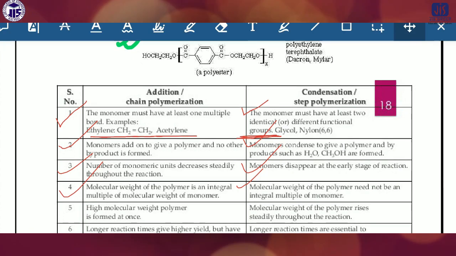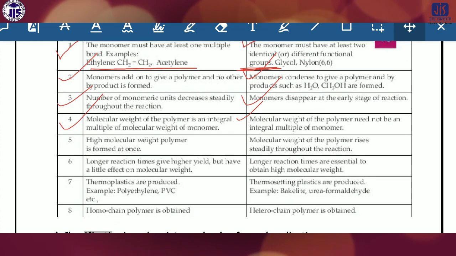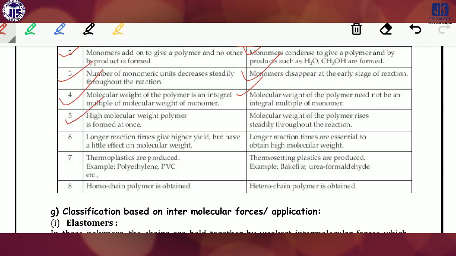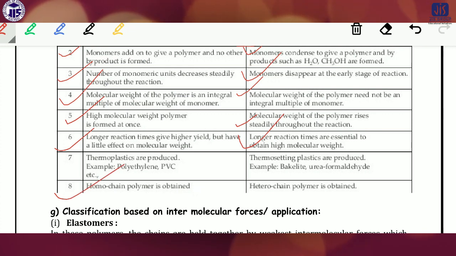Next, in addition polymerization a high molecular weight polymer is formed at once, but in condensation polymerization the molecular weight of the polymer rises steadily throughout the reaction. Long reaction times give high yield but have little effect on the molecular weight, and longer reaction times are essential to obtain a high molecular weight. So these are all the differences. There are some examples also, like polyethylene, and bakelite.